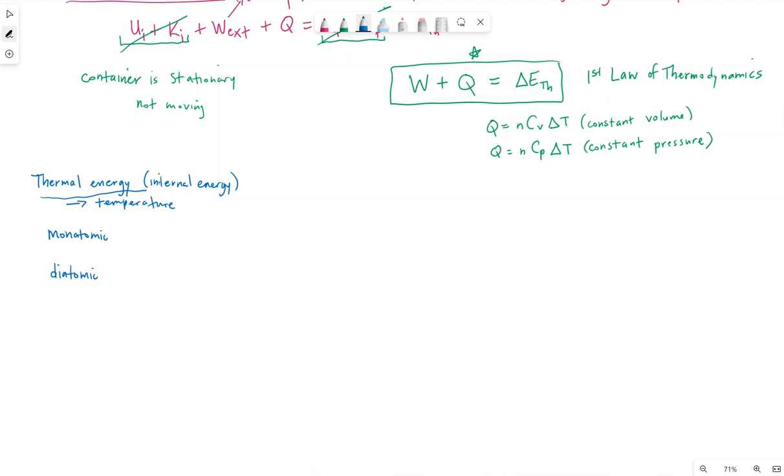As a reminder, monatomic is gas molecules that stay as individual atoms. They do not bond together. The thermal energy in a monatomic gas is 3/2 nRT. So not the change, that thermal energy at a specific moment in time is equal to 3/2 nRT, where n is our number of moles, R is our gas constant, T is the temperature of the gas. The 3 in the numerator represents what we call the 3 degrees of freedom.